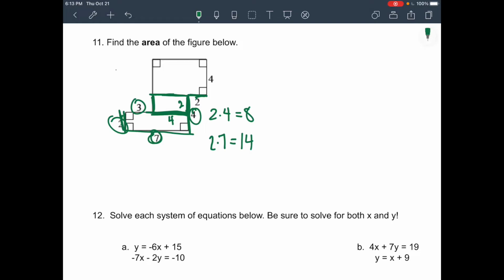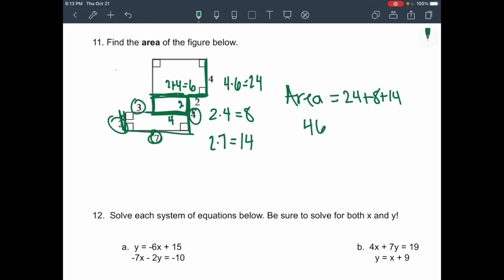And then the last one, we've got 4 here. And then we've got 2 here and 4 here. So 2 plus 4 is 6. So 4 times 6, which is 24. So then the total area would be 24 plus 8 plus 14. So let's do that real quick. 24 plus 8 plus 14, 46 units. And then since it's area, we're going to put units squared.